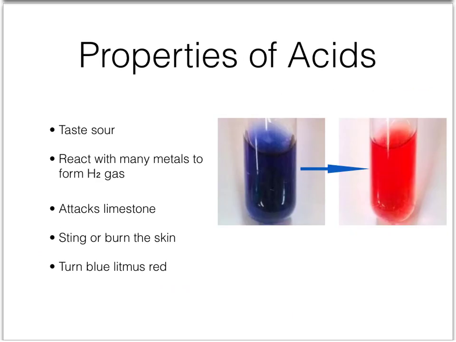Some basic properties of acids: they taste sour. So you grab yourself a lemon and have a bit of a bite, then the sour taste is from the citric acid that's in that lemon. Acids react with many metals, for example zinc and magnesium, to form hydrogen gas. You've probably all performed the pop test in your science days.